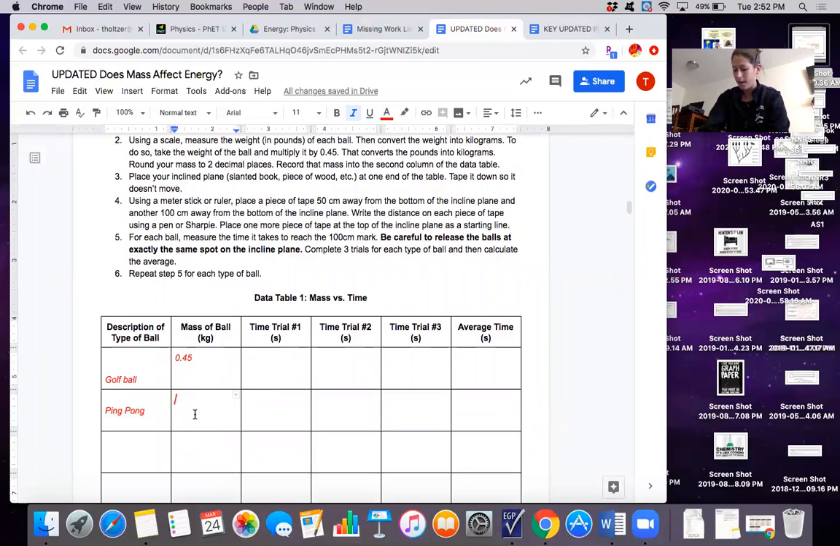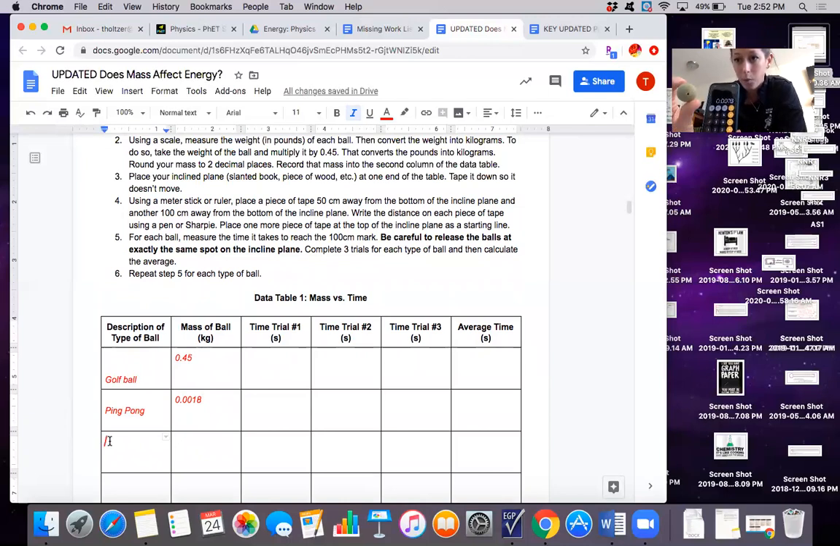So let me find the mass of this ping pong ball. This ping pong ball has a very light weight. It is 0.004. And to turn it again into kilograms, times 0.45. That's going to get me this number. So here I'm going to write 0.0018. That's its mass in kilograms. Okay, I'm going to do the next one.